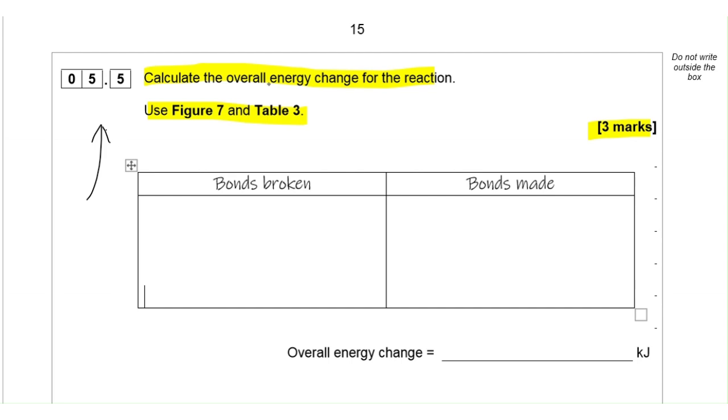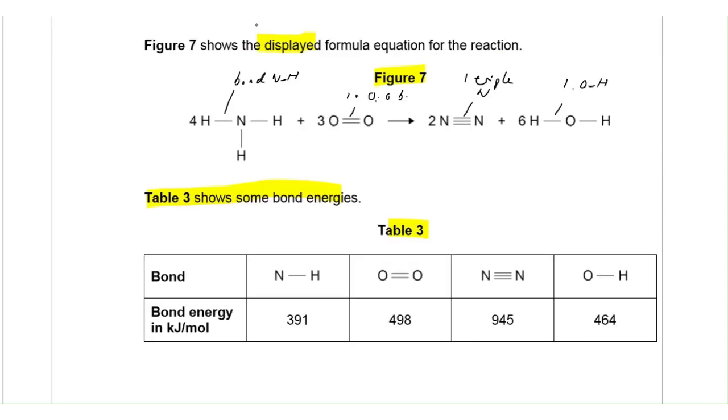Then we go up to figure 7, and we can see that in figure 7 there are 3 bonds between nitrogen and hydrogen. So in each molecule there are 3 bonds, and then there are 4 molecules. So that must give us overall 12 NH bonds. There's 1 double oxygen bond in a molecule of oxygen, and there are 3 molecules. That gives us 3 OO bonds. Nitrogen's got 2 triple bonds, and if we look at the water molecule, in each molecule of water there are 2 OH bonds. There are 6 molecules. That gives us 12 bonds overall.